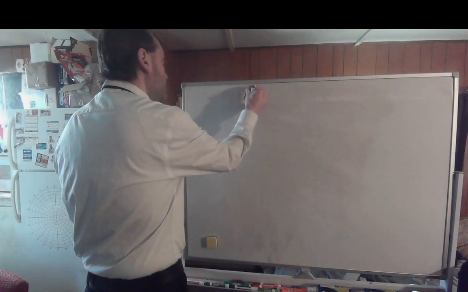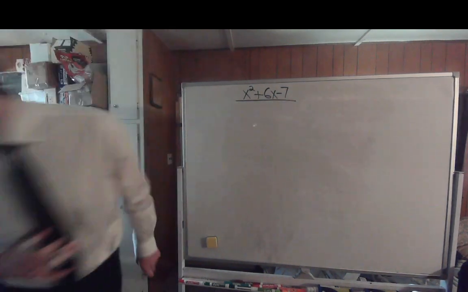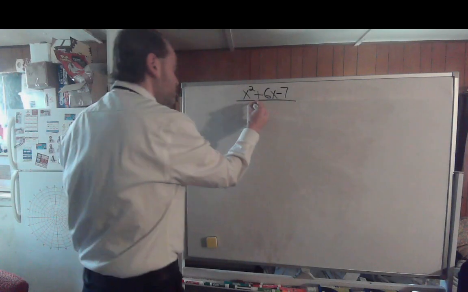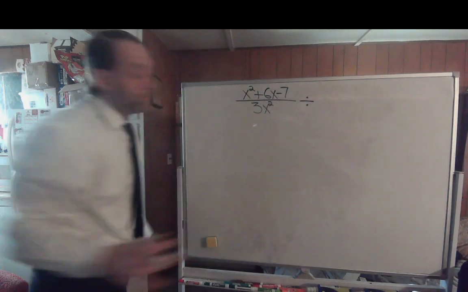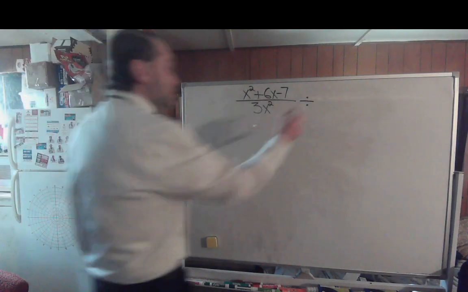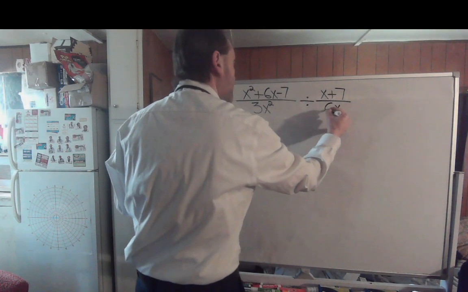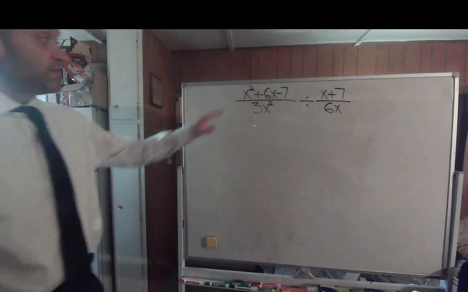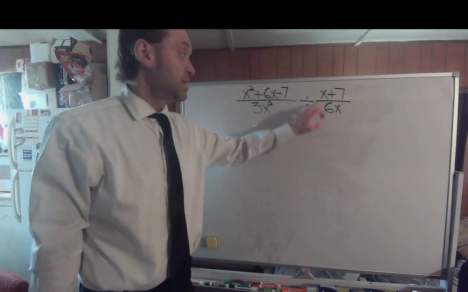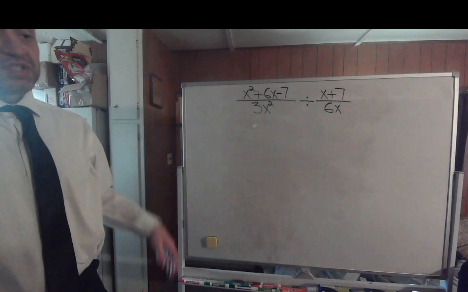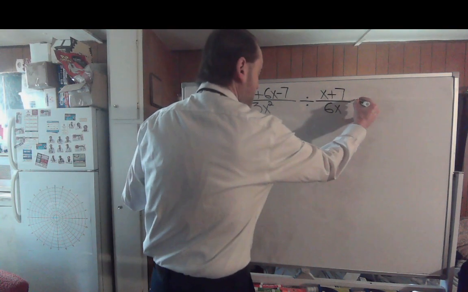Let's see. X squared plus 6x minus 7 divided by 3x squared, all that divided by x plus 7 over 6x. This one's actually not going to be that bad. So we have x squared plus 6x minus 7 over 3x squared divided by x plus 7 over 6x. Well, since we're dividing the first fraction by the second fraction, this turns into an invert and multiply.